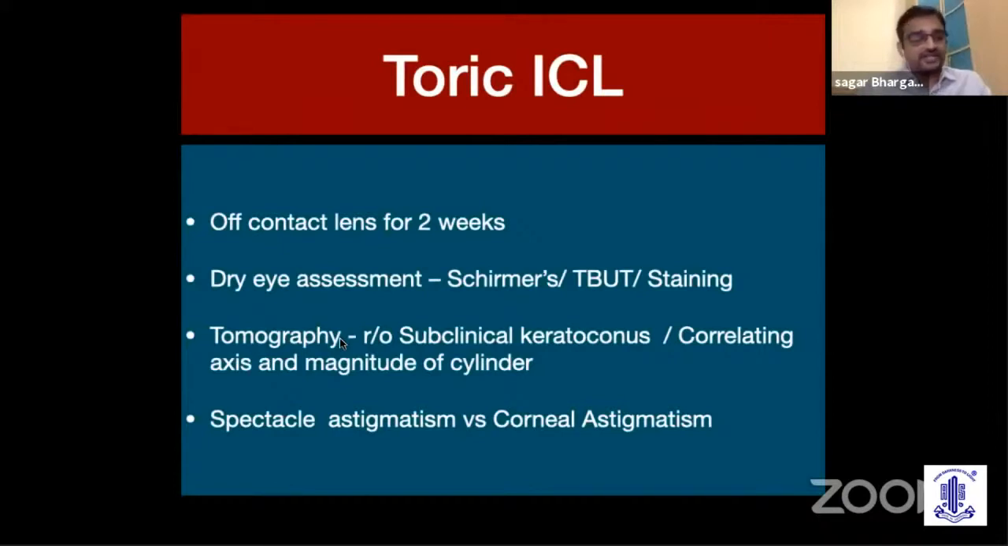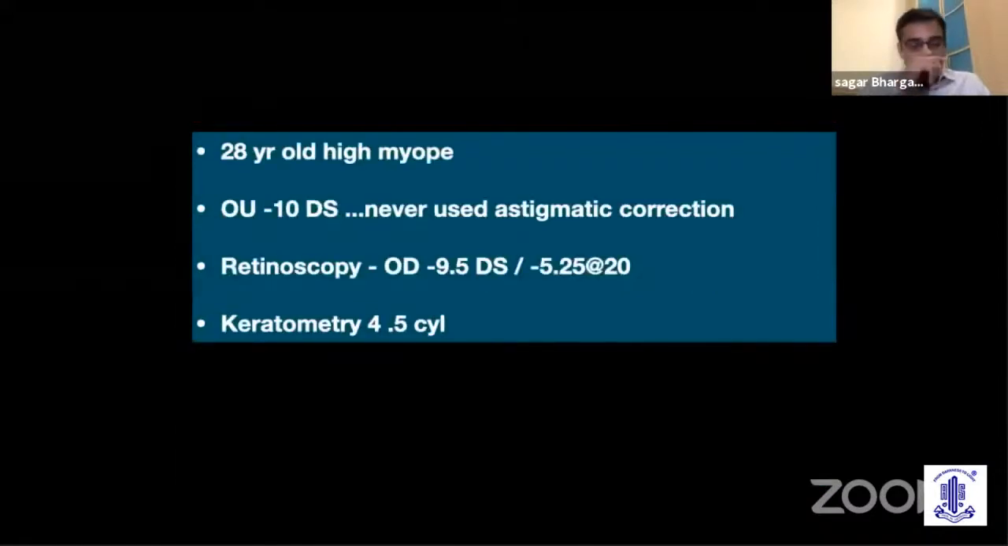A tomography would be required to rule out subclinical keratoconus, and you need to correlate also the axis and magnitude of the cylinder. The fourth important point to remember is that when you are putting toric ICL, we are actually treating the spectacle astigmatism and not the corneal astigmatism, as is the case in toric IOLs. Let me give you an example. This is a 28-year-old high myope using -10, never used any astigmatism correction, but see the retinoscopic value and the keratometry, a very high cylinder.